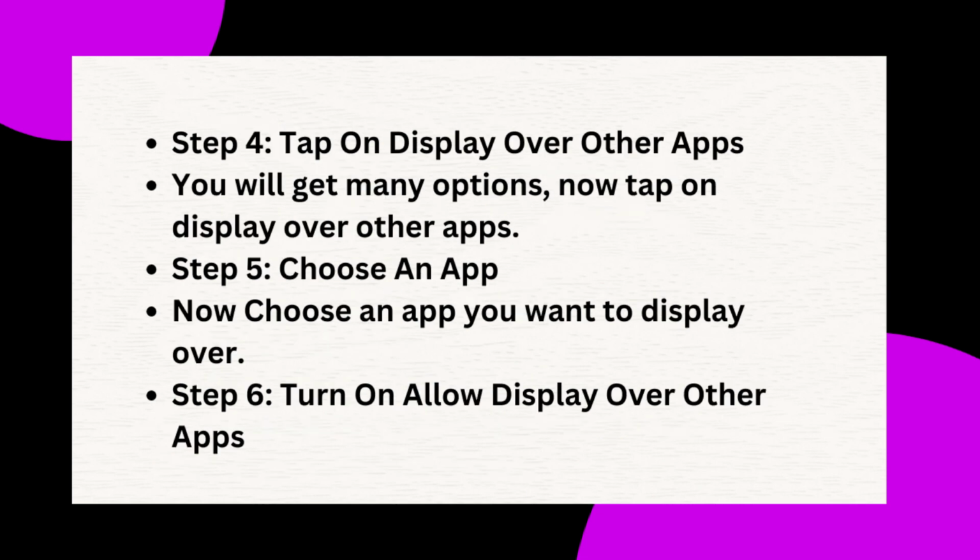And step 4, tap on Display over other apps. You will get many options. Now tap on Display over other apps. Step 5, choose an app. Now choose the app you want to display over. Step 6, turn on Allow display over other apps.